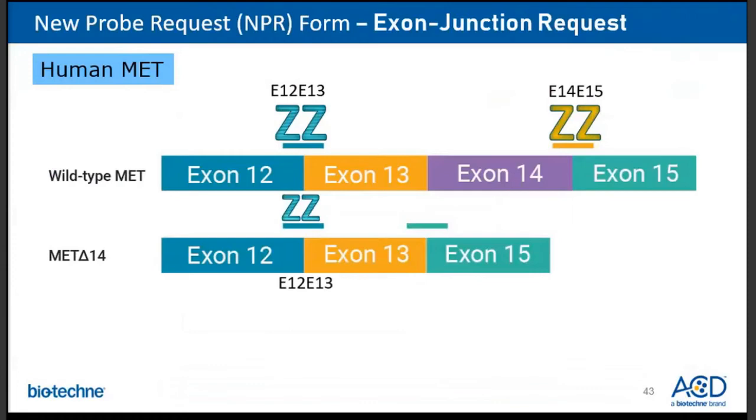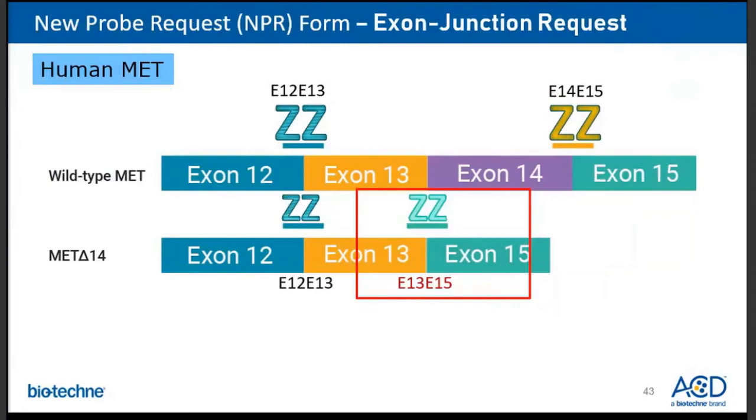Moving on to more basecode probes. So this is the exon junction request with the human MET gene. And so here is a wild type MET transcript. Here is a basecode probe for E12, E13, spanning across the E12, E13 junction. And here's a probe for E14, E15, spanning across the E14, E15 junction. And then there's a probe for the E12, E13, spanning across the E13 in the MET delta 14 deletion transcript. And then the last probe here is the E13, E15, which represents the MET delta 14 deletion here.